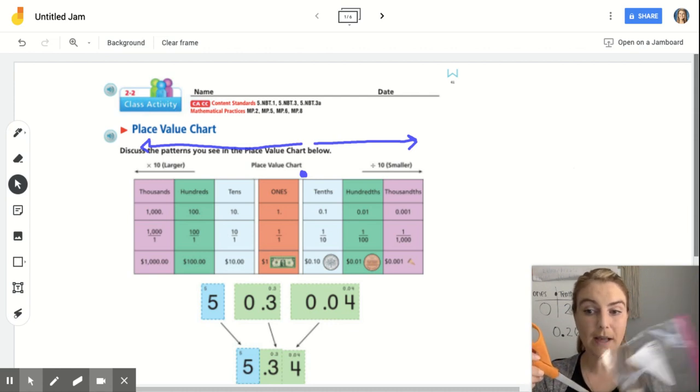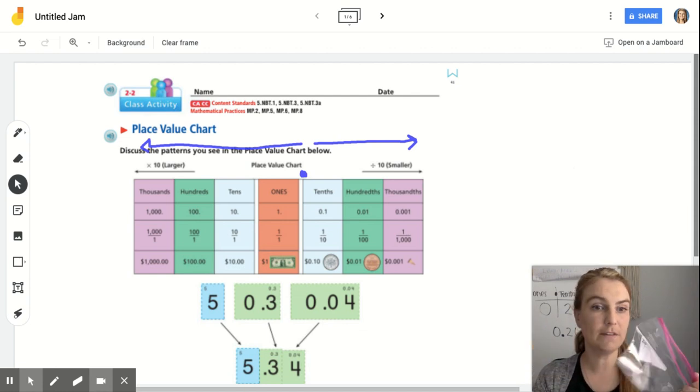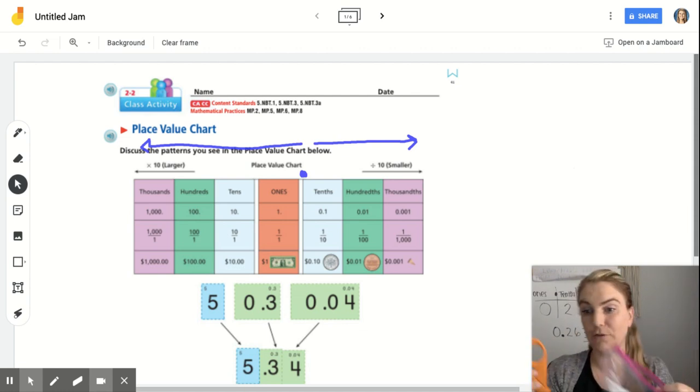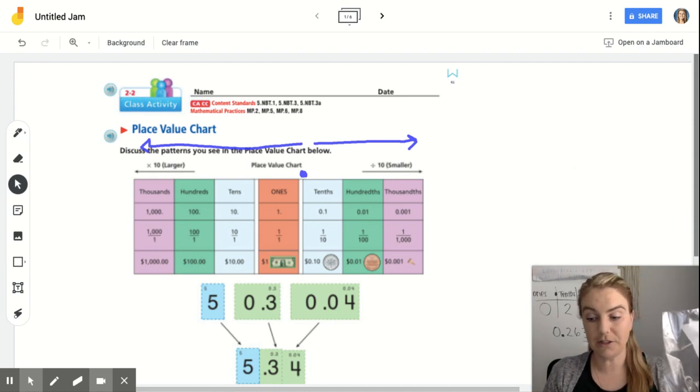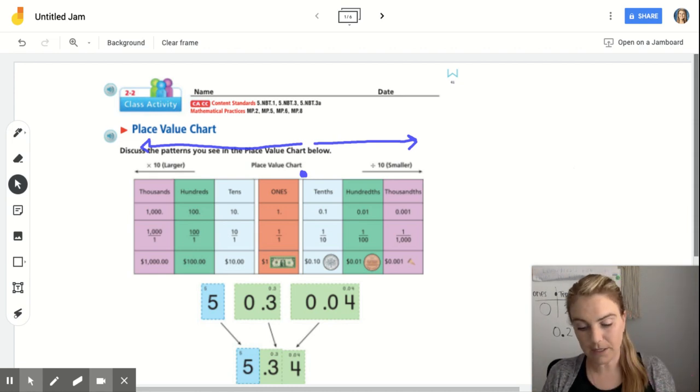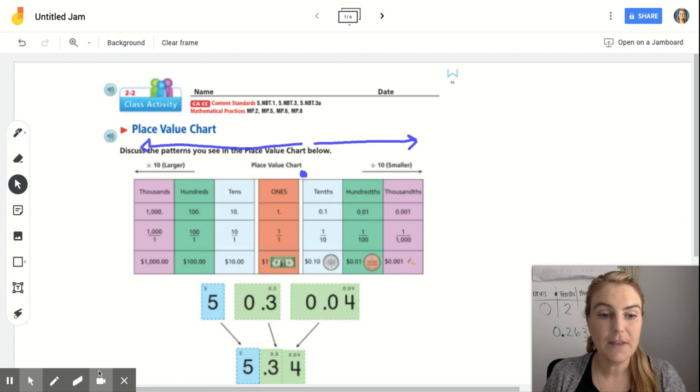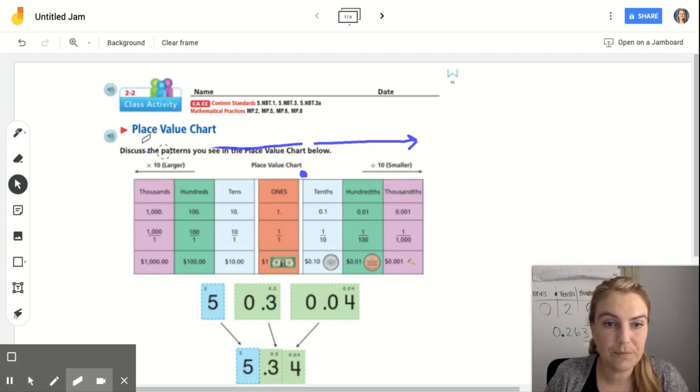So I have a Ziploc bag. If you have a Ziploc bag at home, great. If you don't, just problem solve. Do you have a different type of little baggie? Do you have a paper bag you could just put it in for now? A little box maybe, something to just keep yourself organized.